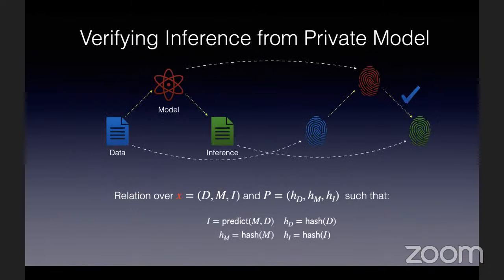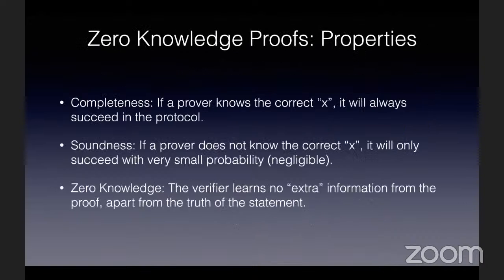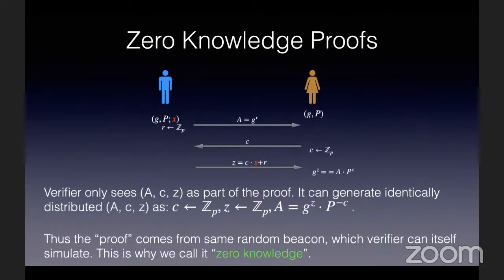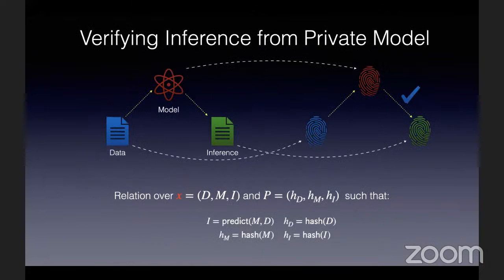Okay, so let's just revisit how we frame verifying inference from a private model in terms of verifying a mathematical relation over some unknown quantities, right? So discrete log was an example of it, where X was the secret. I'm denoting this X in red color because this data is supposed to be secret. And P again denotes the data which is public, just like in the discrete log case where P was public and X was secret. But now the X and P denote much more complicated things.